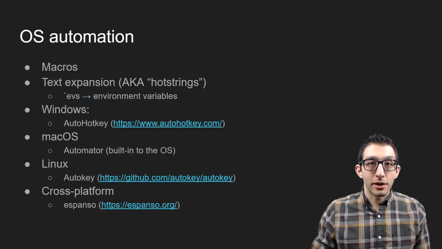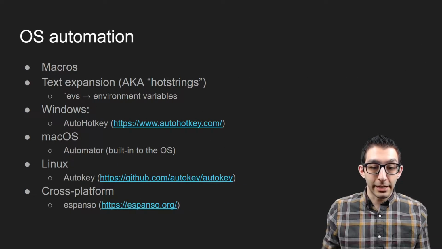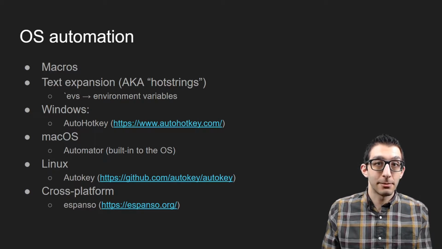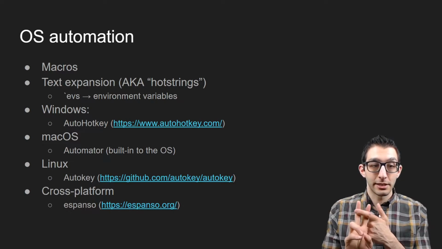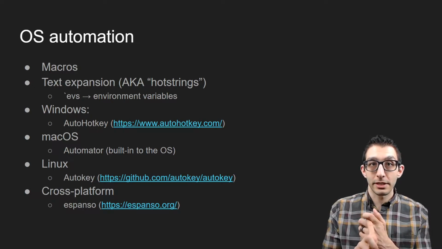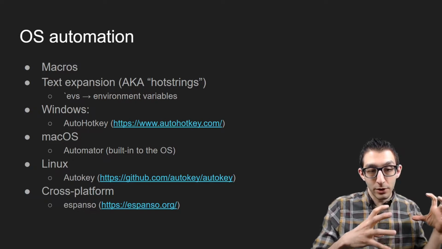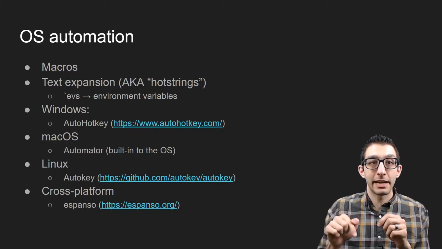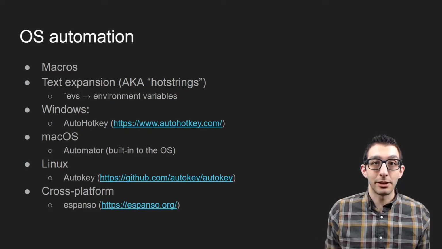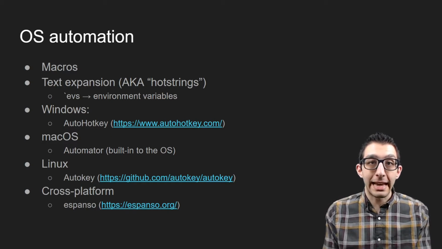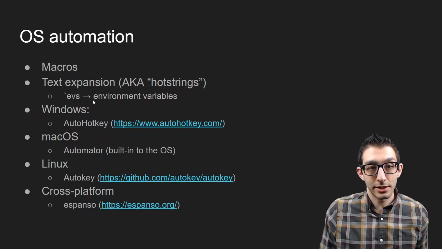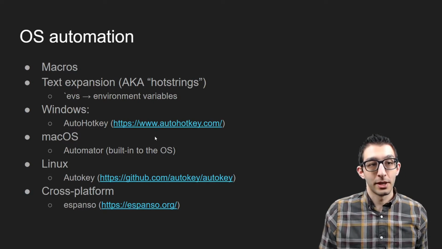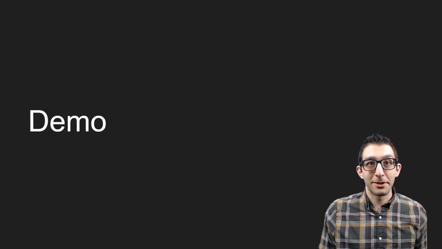A large part of being more efficient with your operating system is filling in gaps that the operating system might have left. And you can do this via automation. I've listed some technologies out here, but in my mind, they boil down to two things. One is macros. So for example, being able to move a window to a specific location at a specific size, you might not have that capability in your operating system. And the other is text expansions. So for example, let's say you type out EVS and it turns into the words environment variables. Without further ado, let's get to the demo.